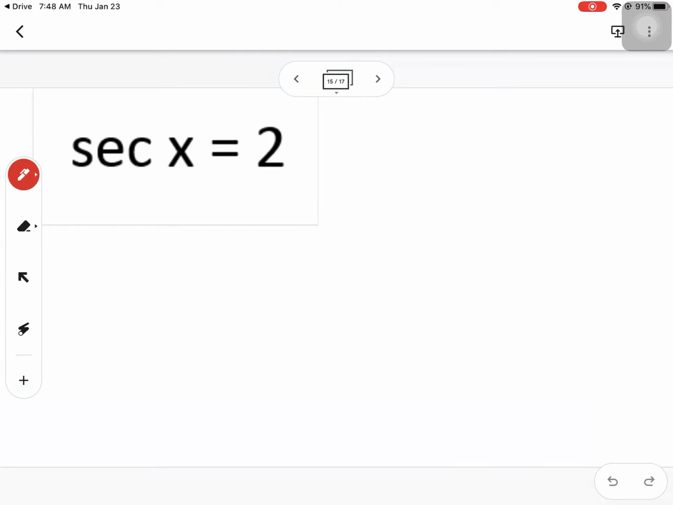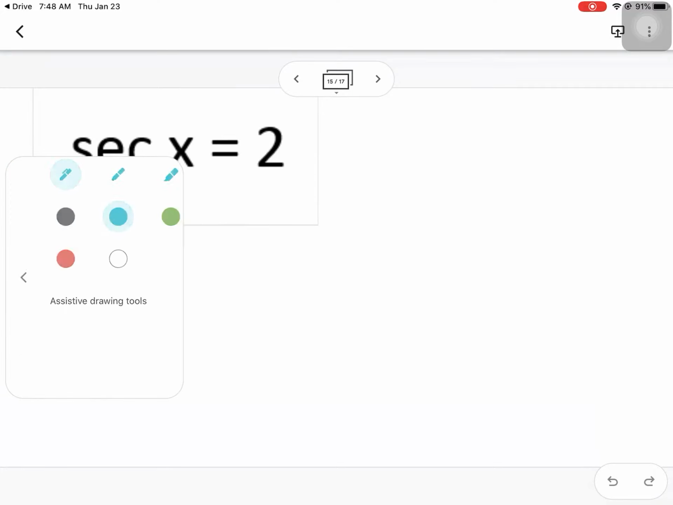Give this one a try. And then again, when you're ready to hear the explanation, go ahead and play the video.